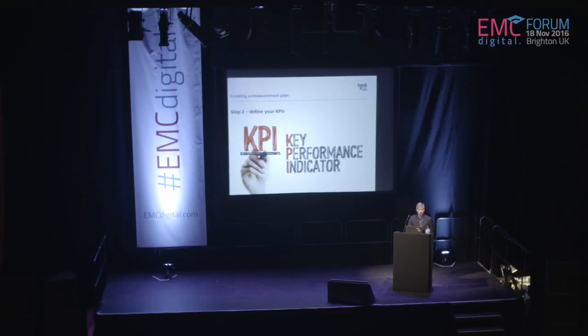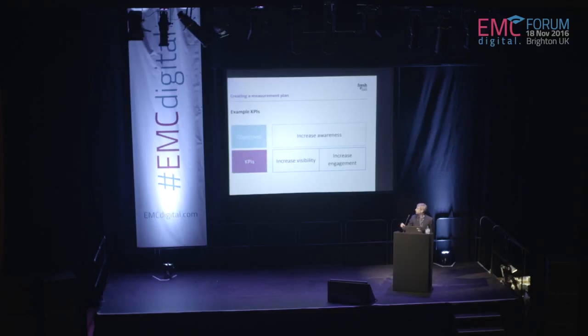Second step is to define your KPIs, or key performance indicators. And here's an example from the beginnings of a measurement plan. We can see the objective here is to increase overall awareness, and the KPIs would be things like increasing the visibility of the website, so making sure it's appearing on the search engines, that people can get to it easily, and also something like increasing engagement. Again, something else that people have talked about before, things like time on site and how many pages people are looking at when they actually come to your website.